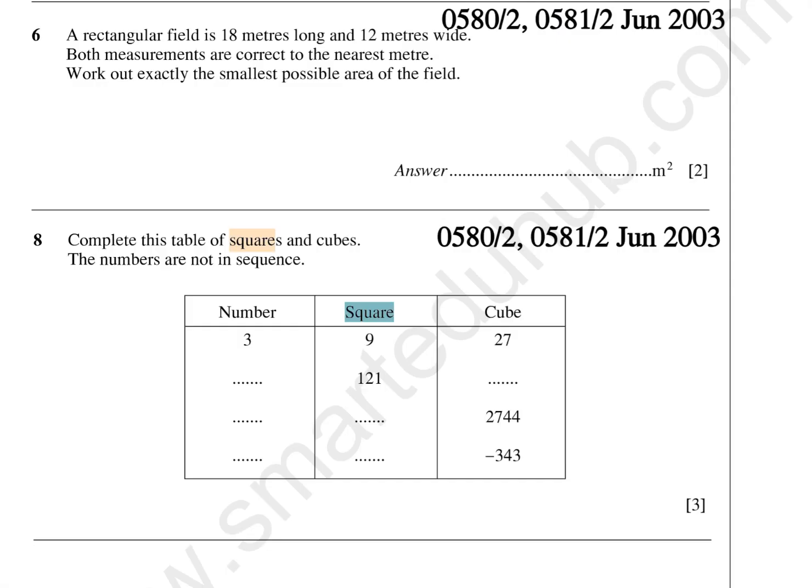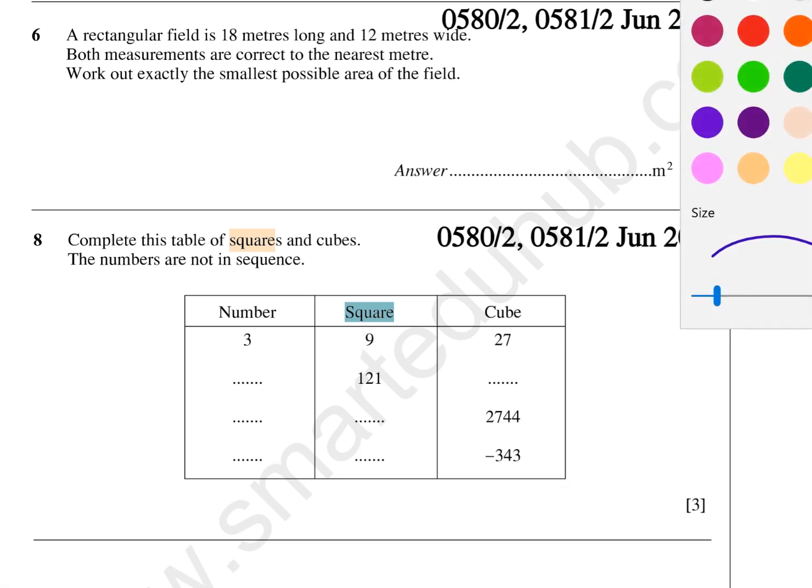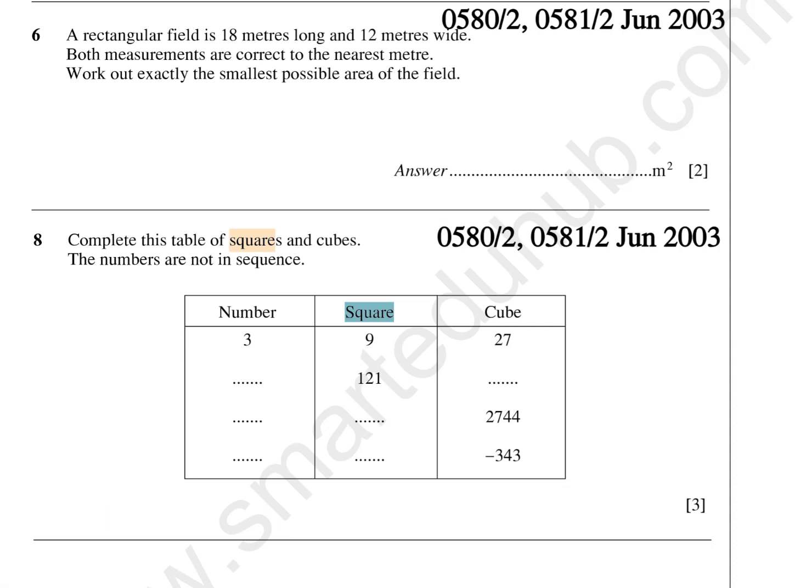This question has been taken from May June 2003, paper 2 and question 8. Complete this table of squares and cubes. The numbers are not in sequence, and the first row that they've given you is 3, 9 and 27. So the number is 3, the square is 9, meaning 3 into 3 will give you 9, and cube means 3 into 3 into 3 will give you 27. This is how the first row is to be interpreted. Now the same rule applies to the following rows.